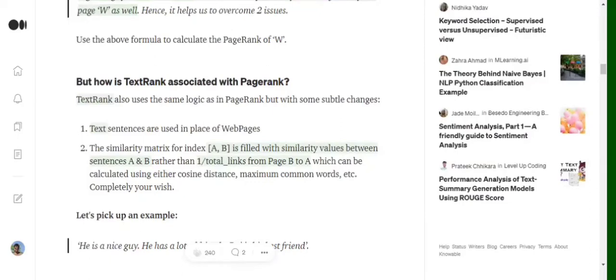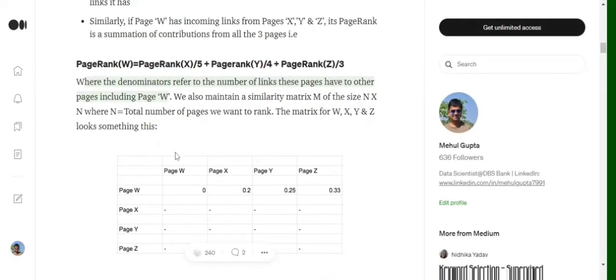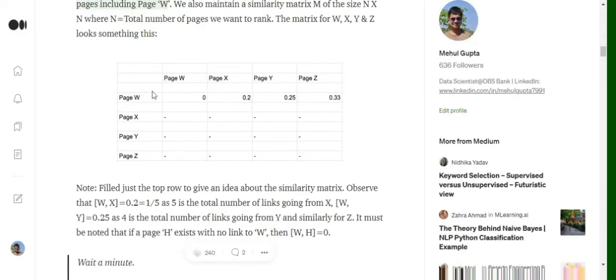Now the next big question, coming back to our original problem: what is TextRank and how does it work? TextRank is pretty similar to PageRank with two subtle changes. One is that in place of web pages, we are now calculating the ranking for texts, so we will be considering the sentences of the text that we are entering. Second, the grid that we formed above for each web page, we will form a similar grid for each sentence. In the rows we'll have each sentence, and in the columns we'll have each sentence. Now, the metric that we are filling in, the equation changes a bit.